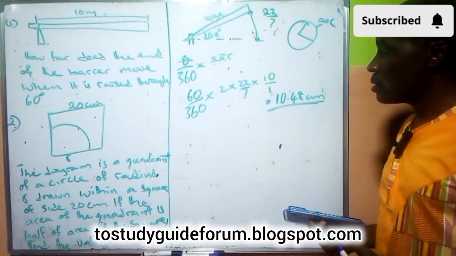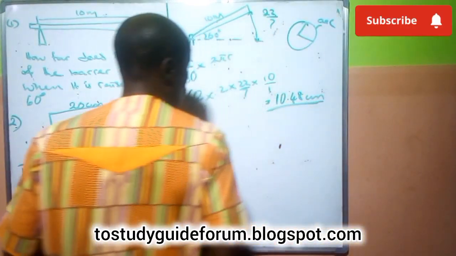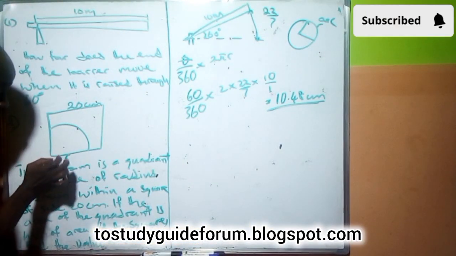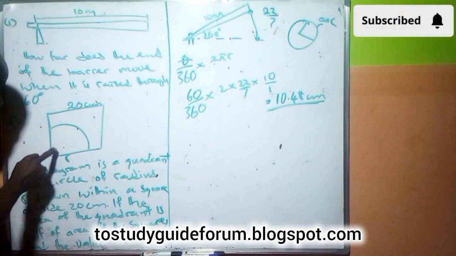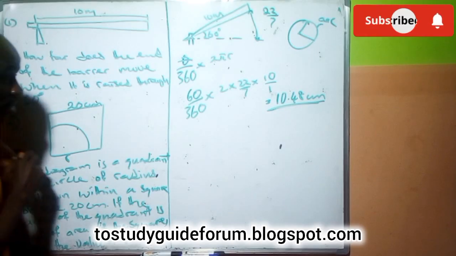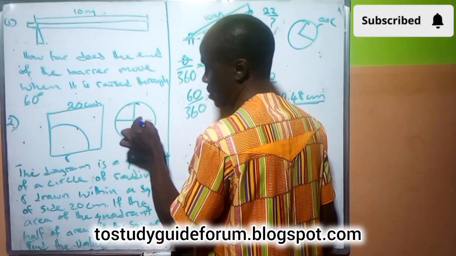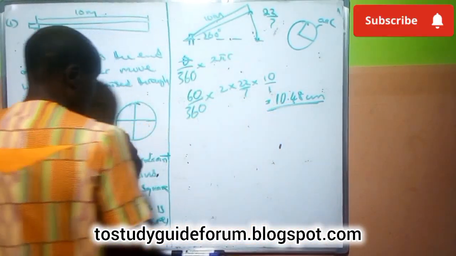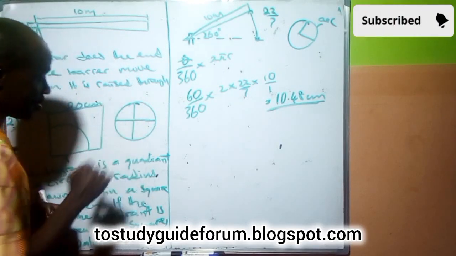So the next one we have here is more like, we have a square, and inside the square we have a quadrant. You know that a quadrant is always angle 90. Now let me just give you a picture of that. In a quadrant we have something that looks like this. Each of these quadrants is in a circle. Each quadrant has angle 90.